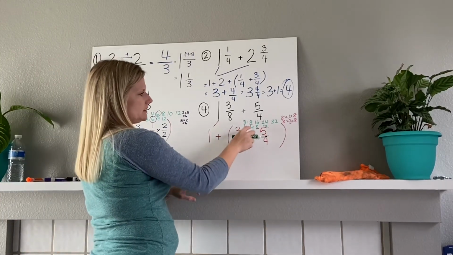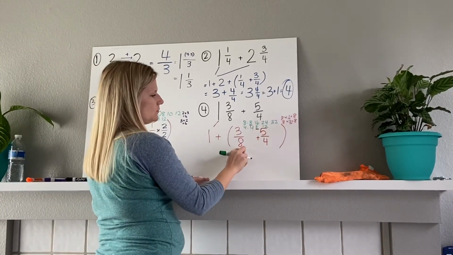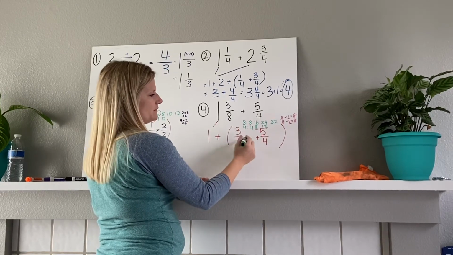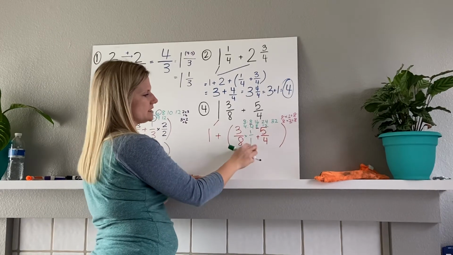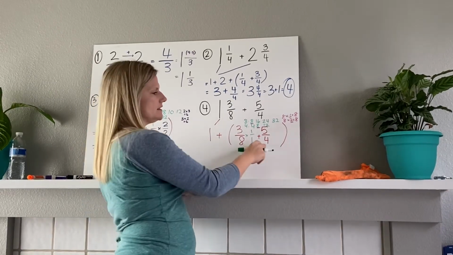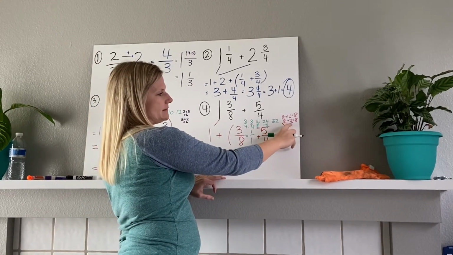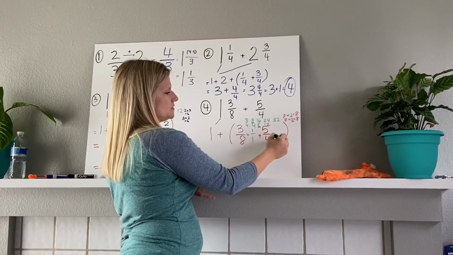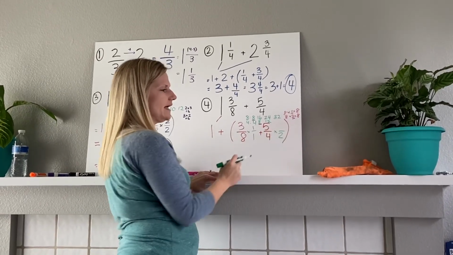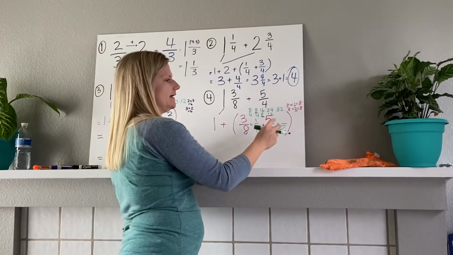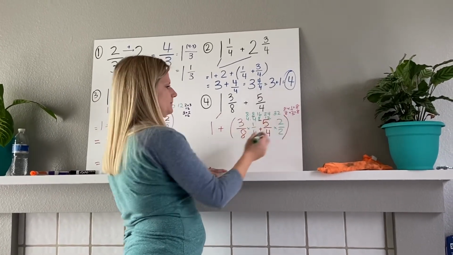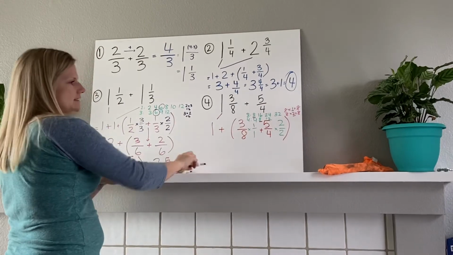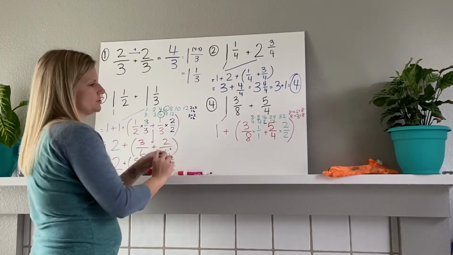So 3/8. 8 times 1 is 8, so we are going to have a common denominator of 8. Okay, so you'll multiply this by 1 over 1, because 8 times 1 equals 8. On this side, we realize that 4 times 2 equals 8. So we're going to multiply 4 times 2 to get to 8 as our common denominator. And then whatever you do to the denominator, you have to do to the numerator as well. Okay, so we're multiplying that side by 2 over 2.